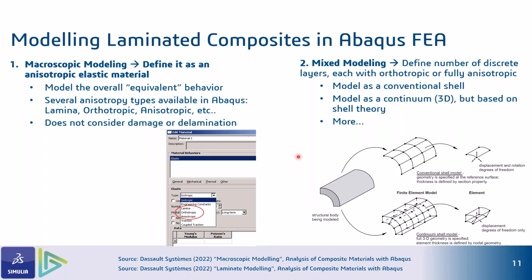In the case of conventional, you only need to use that if, for example, you need to consider all degrees of freedom, that is both displacement and rotation. But if you feel like you don't need to consider rotations and you want to decrease the computational time, then you might as well just stick with the continuum shell model.